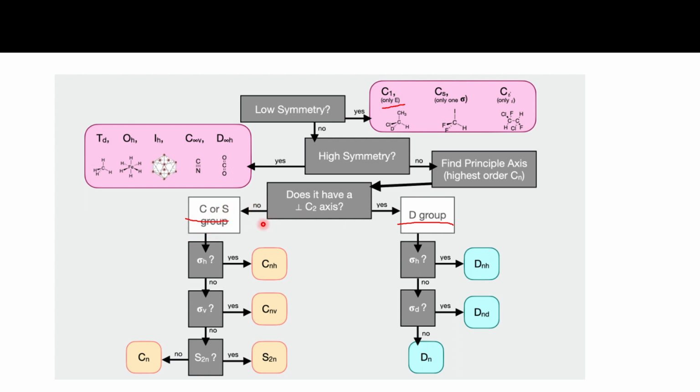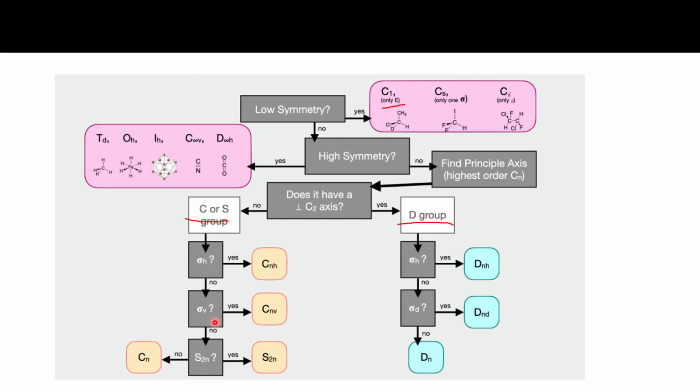And if there is only one C2 axis present in the molecule, which is not perpendicular, so they are not talking about whether it is perpendicular to another C2 axis or not, then the point group comes as C or S. If there is a sigma h plane present, then that will be Cnh. The n is the number of symmetries present. And if there is sigma v, then it will be Cnv.